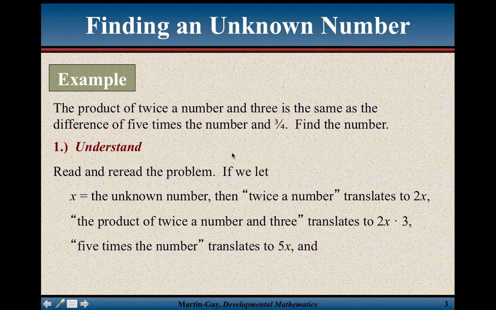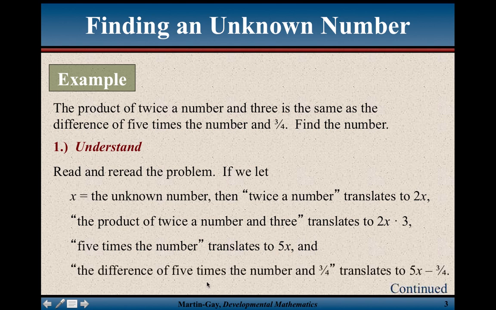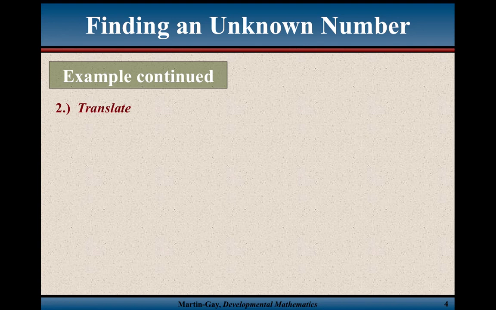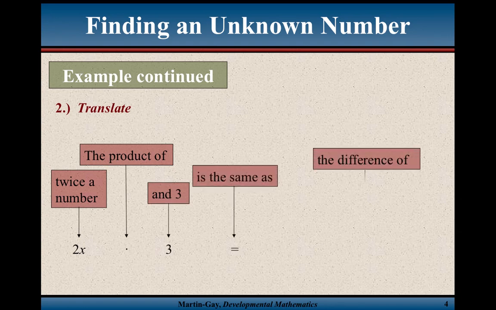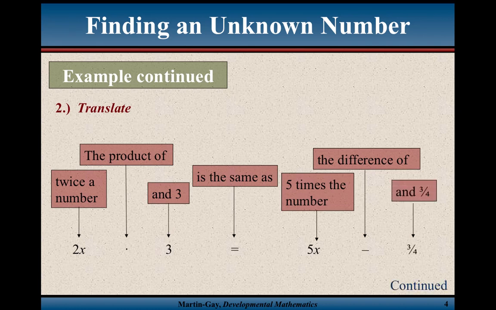Next, sabi dun sa is the same as 5 times the number. So, translate mo siya, 5 times the number, that's equal to 5x. And the difference of 5 times the number and 3/4 is 5x minus 3/4. Sabi dito, difference of, pag sabing difference, that's subtraction. Okay? Now, if you will translate it ganito, yung product of twice a number and 3 is the same, we need to say equal, to the difference of 5 times the number and 3/4. Okay, so ganyan yung equation niya.